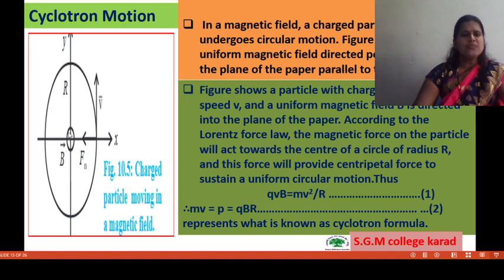According to the Lorentz force, the magnetic force on the particle acts toward the center of the circle R, and this force provides the centripetal force. The centripetal force is mv square upon R, and the magnetic force is qvB. So qvB is equal to mv square upon R. The v cancels, so mv, which is the momentum p, is equal to qBR. This is the cyclotron formula.